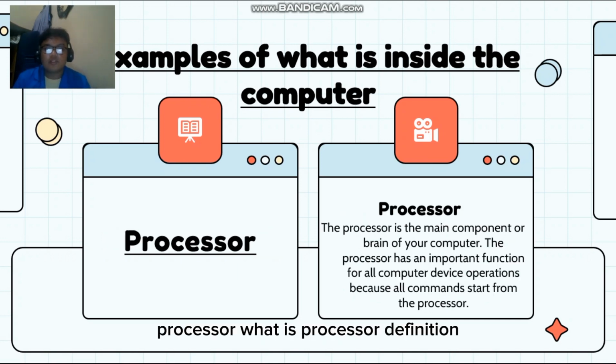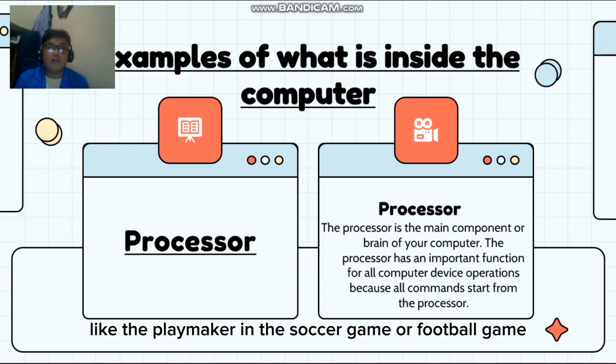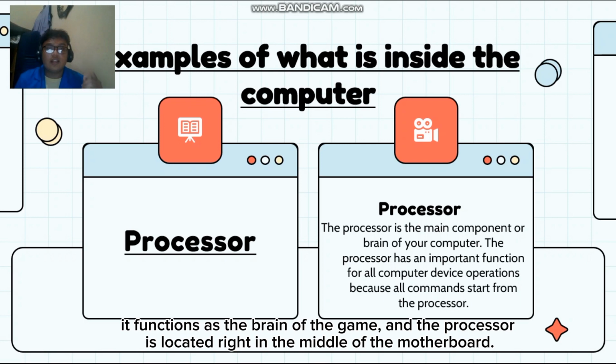Next, processor. What is a processor? Definition. The processor is the main component or brain of your computer. The processor has an important function for our computer device operation. Why? Because all commands start from the processor. Like the playmaker in a soccer game or football game, it functions as the brain of the game. And the processor is located right in the middle of the motherboard.